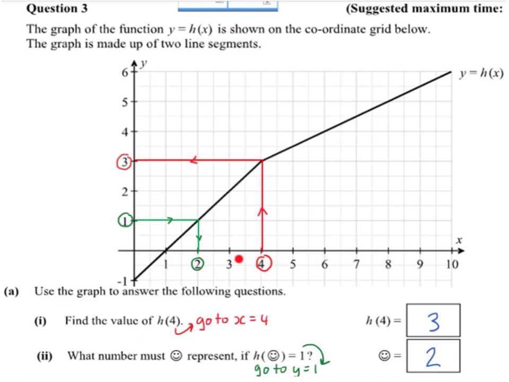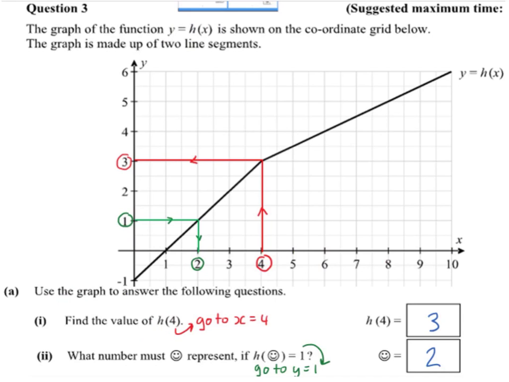So this is our x-axis. This is always the horizontal line going across. So we go to 4 and we're going to draw a line up until we touch our graph using a ruler, and then we're going to draw a line across to get to the y-axis.